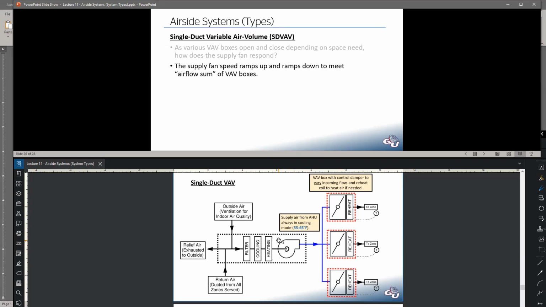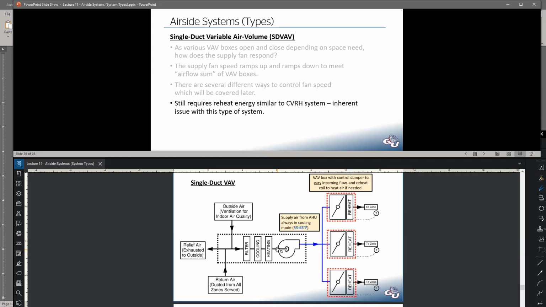So maybe in full cooling mode, all of the boxes on your system, we need to output 10,000 CFM, and the fan will ramp up to a high speed to deliver 10,000 CFM. But then in the winter, when they're all cutting back and they're at their minimum positions, maybe we only need to output 5,000 CFM. There are a few different ways to control fan speed, and we'll get into that down the road.